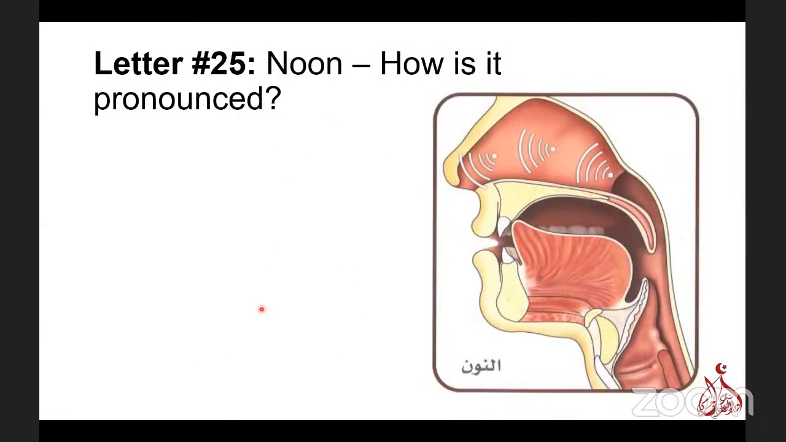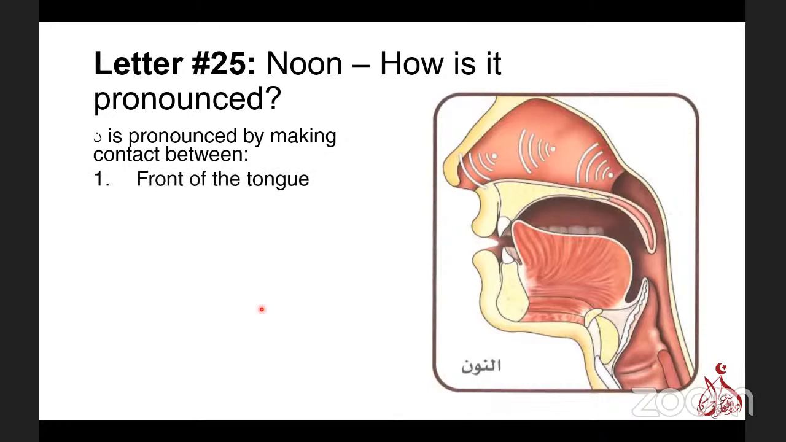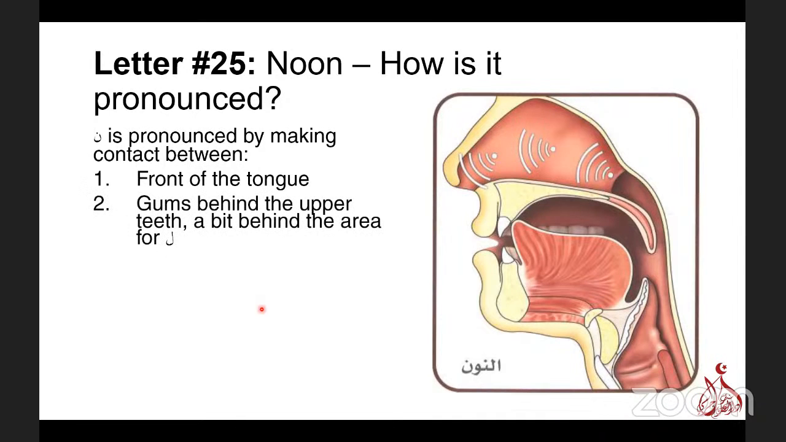Moving forward, how is a noon pronounced? So noon is pronounced by making contact between the front part of the tongue and the gums that are behind the upper teeth. So we have the upper teeth right here. So the front of the tongue has to touch the area behind the upper teeth. This area is a little bit behind the area where we pronounce a lam from. So the lam would be closer to the teeth. The noon will be a bit behind that. So that's where the tongue should be when pronouncing a noon.